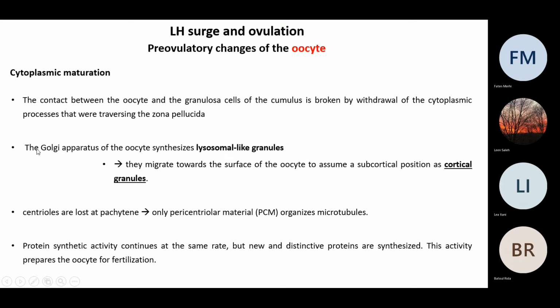And the Golgi apparatus in the oocytes will synthesize lysosomal-like granules. So the Golgi apparatus will synthesize granules containing enzymes. We call them lysosomal-like granules, and they will be called the cortical granules. In fact, those lysosomal-like granules will migrate toward the cytoplasmic membrane of the oocyte, and they will remain below the cytoplasmic membrane.